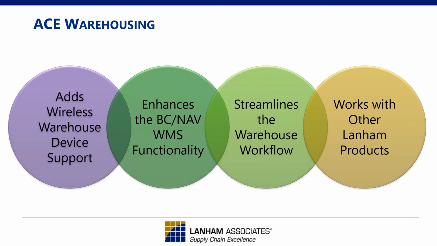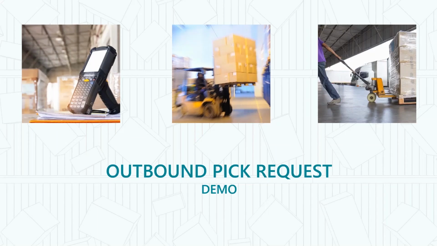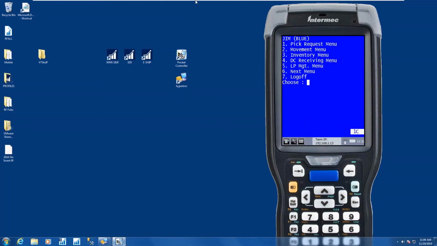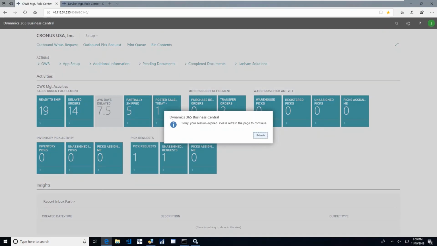So what I want to do first is talk about outbound warehouse requests, but we're going to do it inside the product. So let me transition just a second to outbound warehouse requests inside Business Central here. I may have to log back in. Yeah, I talked too long and I've been logged out, so give me just a moment.